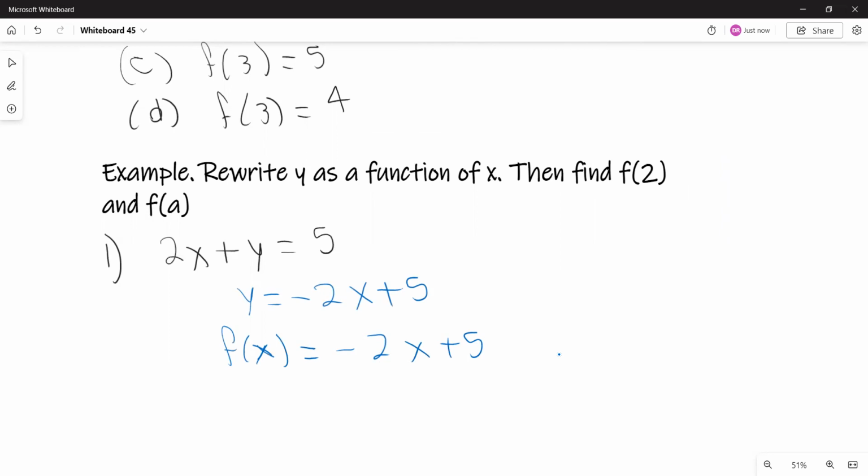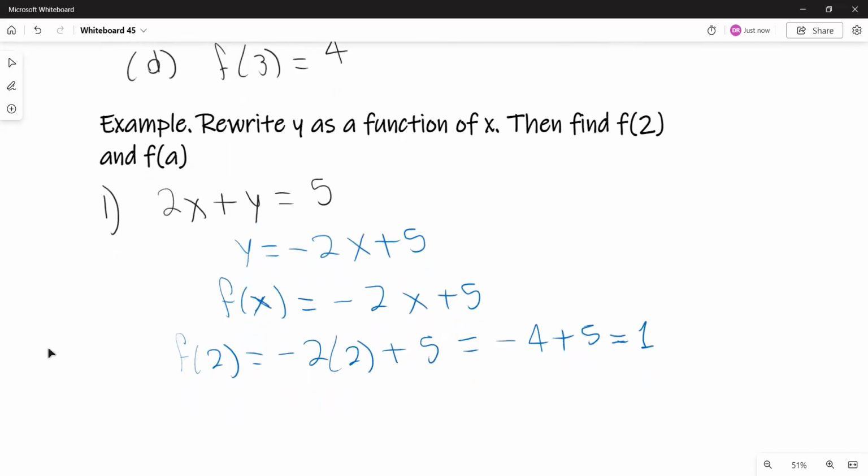Now, f of 2, it's negative 2 times 2 plus 5, which is negative 4 plus 5, or 1. And f of a, there's not much to do. We're just going to replace a for x. So f of a is minus 2a plus 5.